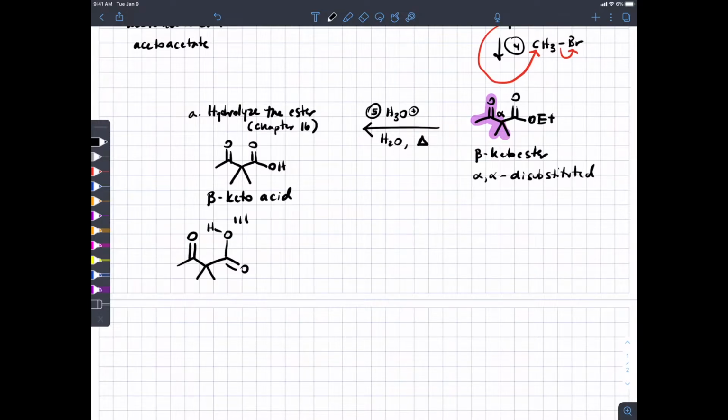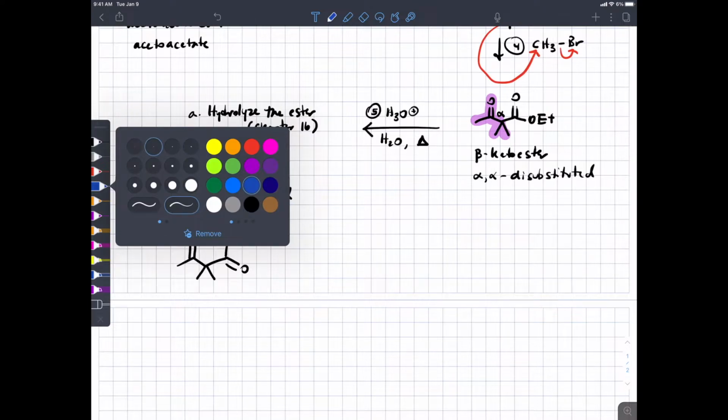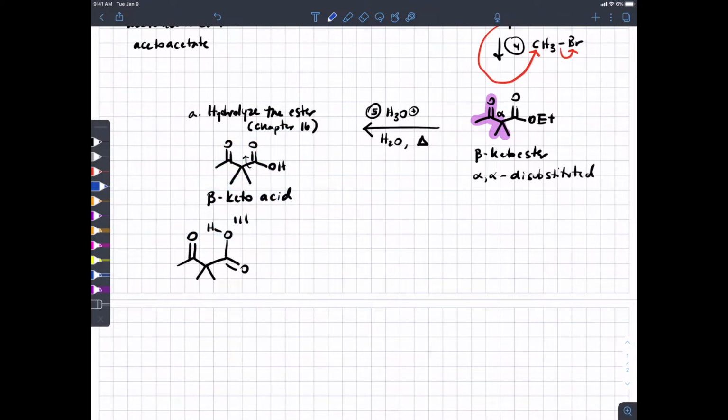Notice that if we rotate around this carbon-carbon bond, we can make a hydrogen bond between the carbonyl oxygen and the proton of our acid. And it's a 6-membered ring. The bond angles all work out nicely. So the acid group can hydrogen bond with the beta keto group.